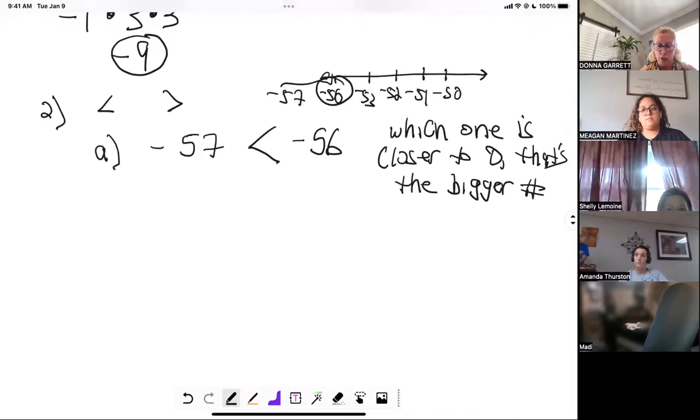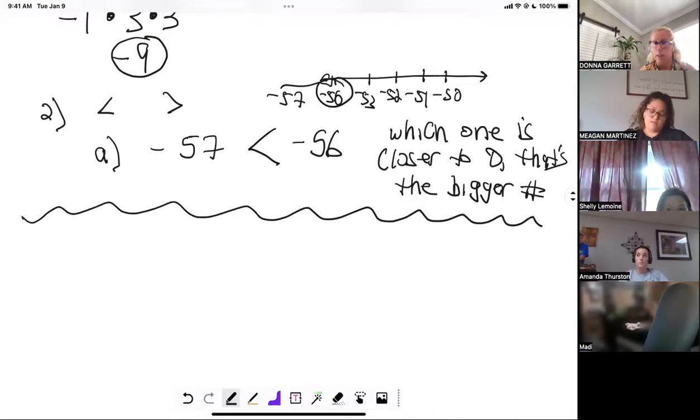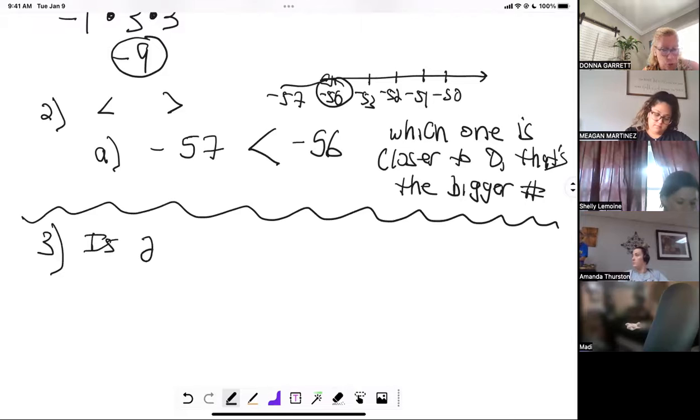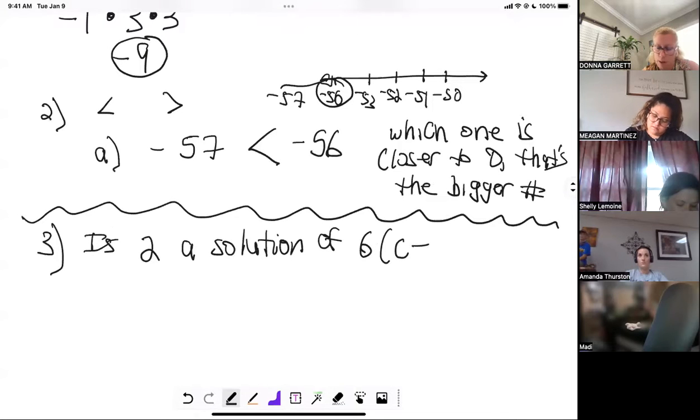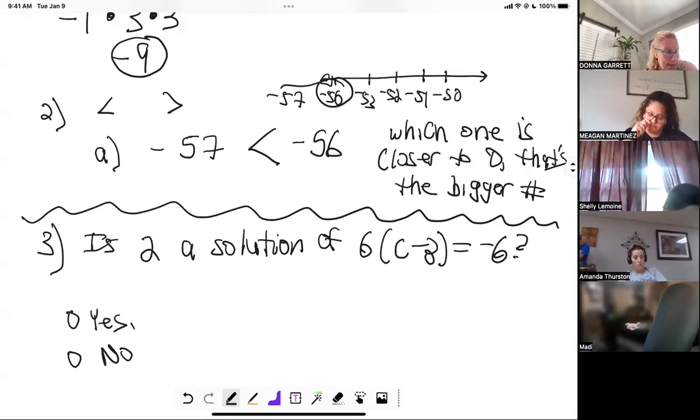Okay, now, actually, this is going to help. This is a question that I know is on your homework. I know some people have trouble with this problem. So, is 2 a solution of 6 parentheses c minus 3 equals negative 6? And then it has a yes box and a no box. And I'm going to write what it says.